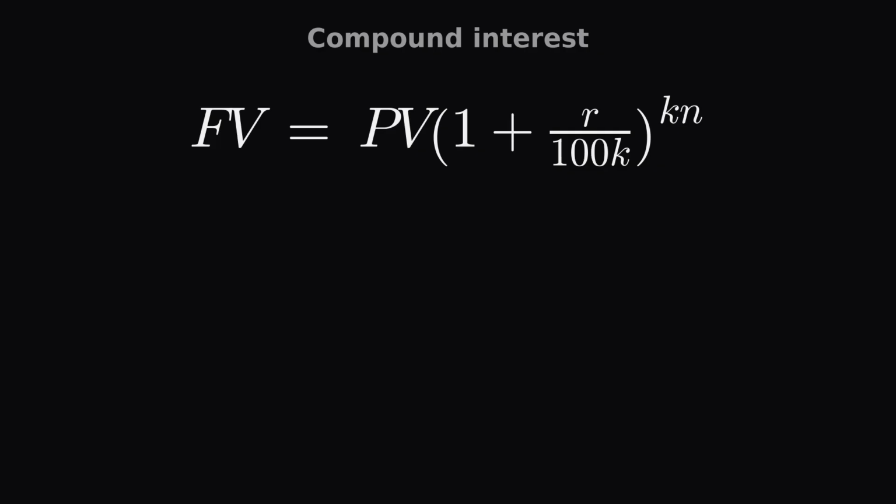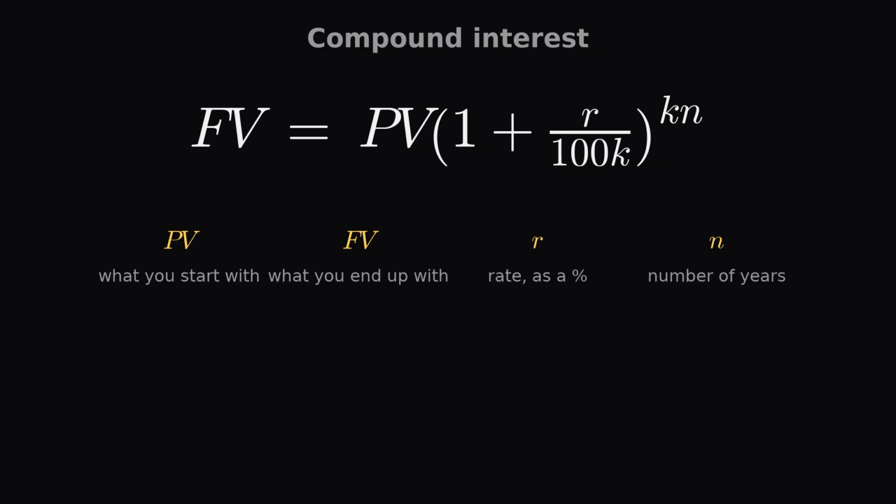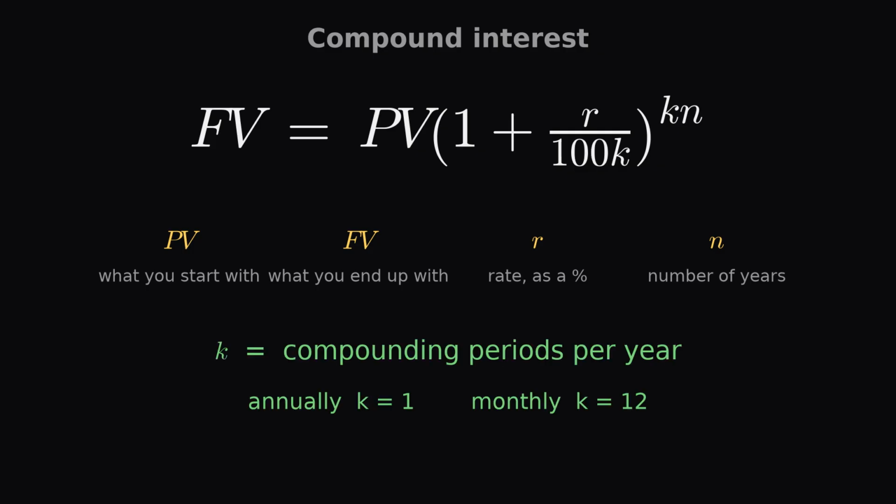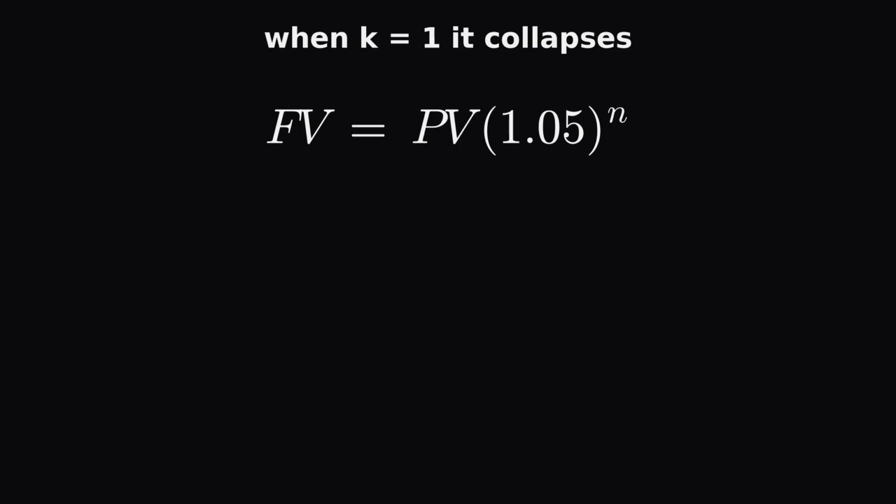Here's the formula. Future value equals present value times (1 plus r over 100k), all raised to the power kn. PV is what you start with. FV is what you end up with. R is the interest rate as a percentage. N is the number of years, and K is how many times a year it compounds. Once a year, K is 1. Monthly, K is 12.